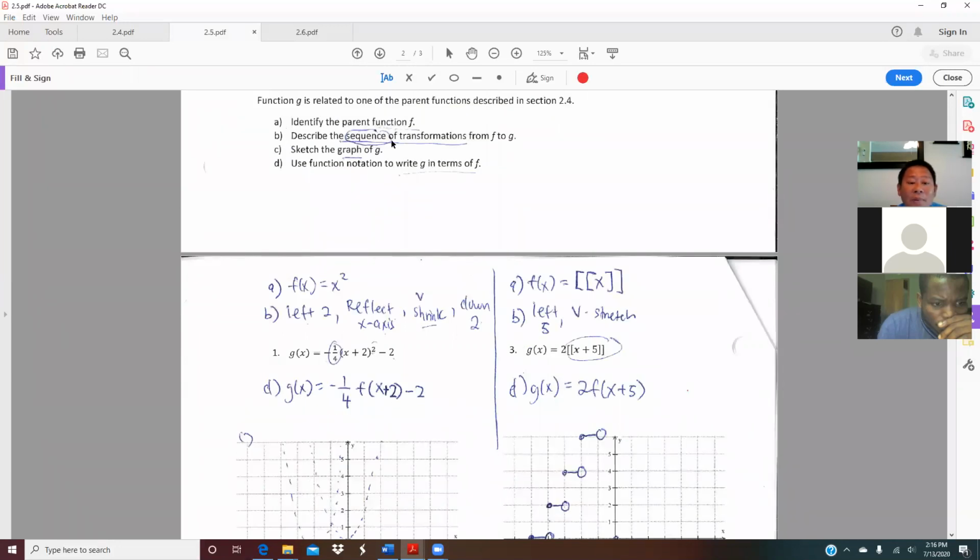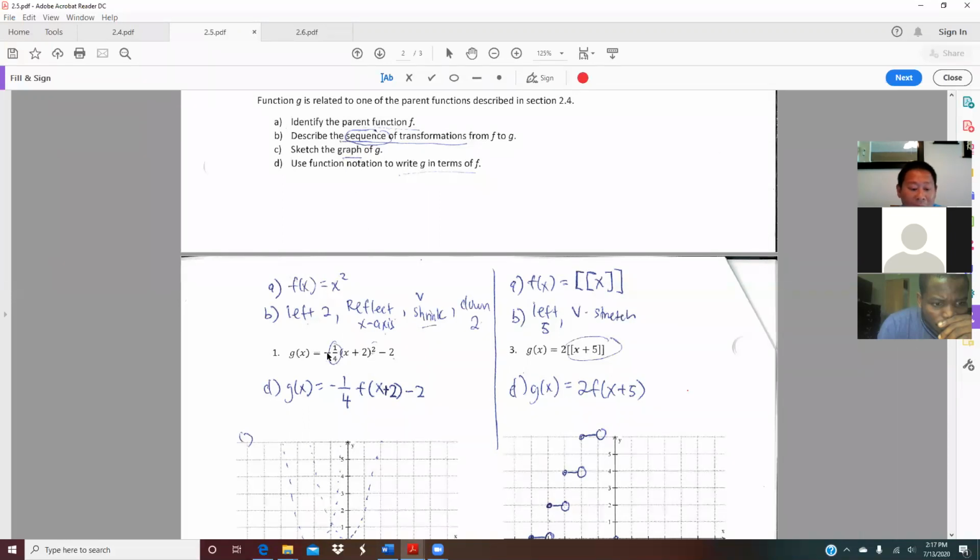And then next, describe the sequence. So for this case, we got the negative in front. We got one quarter, we got 2, and we got -2. So we got like 4 transformations here. One is a negative, one is a quarter, one is a 2, and one is a negative. So which one do we do first? We follow the order of operations. So PEMDAS. PEMDAS means parentheses. So we do inside this parentheses first. And since this is a +2, a +2 means you move left 2. Don't forget, inside the sign changes. If it's a plus, you move left. And then next we do multiply.